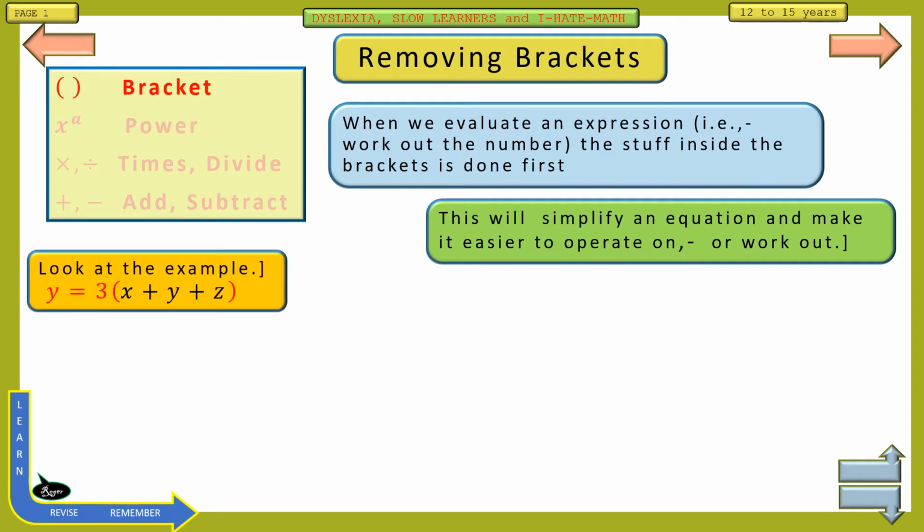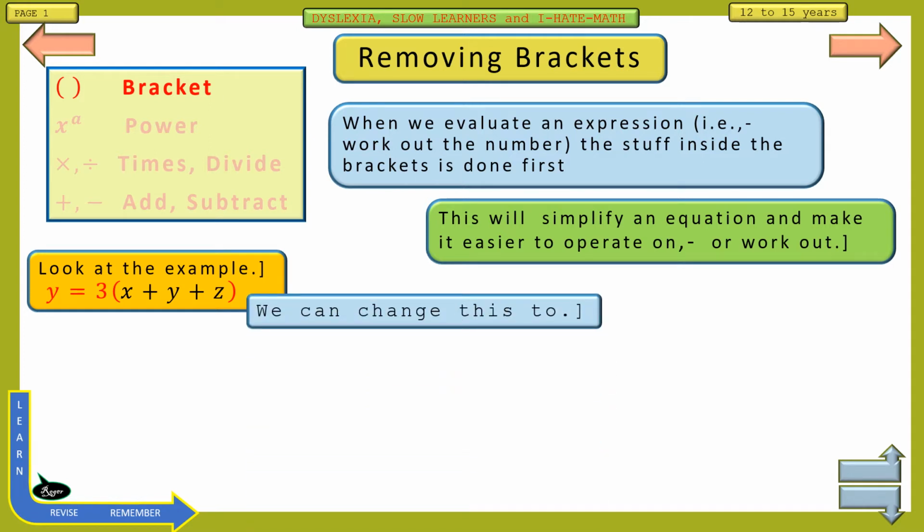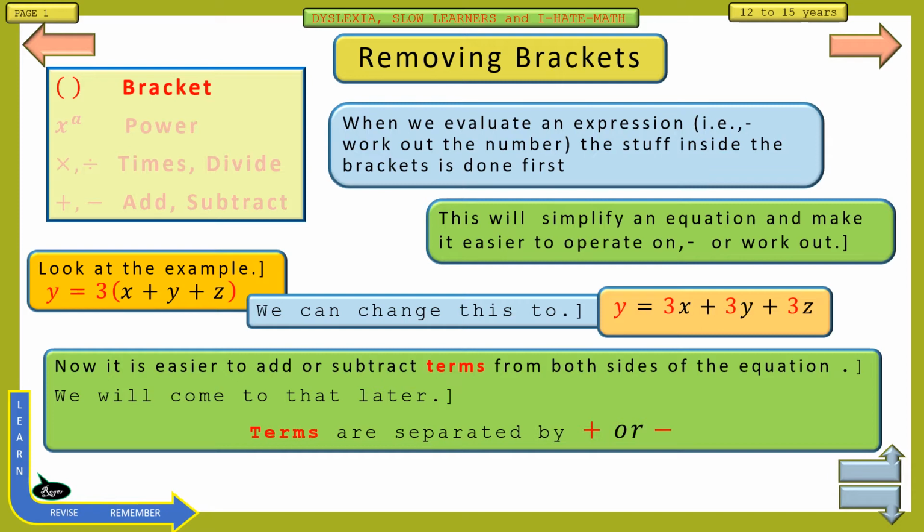Look at this example. y equals 3 times (x plus y plus z). We can change this to y equals 3x plus 3y plus 3z, unless you're in America and that's 3z. Now it is easier to add or subtract terms from both sides of the equation. We come to that later. Terms are separated by a plus or a minus.